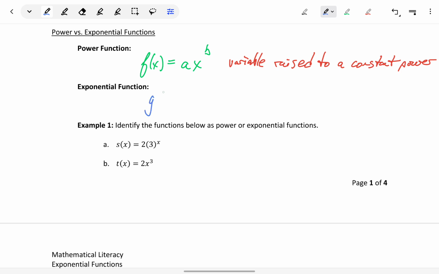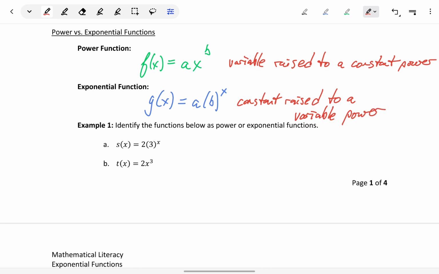An exponential function is something of the form g of x equals a times b to the x power. And the difference here is that now we have a constant raised to a variable power. In our power function, x was the base being raised to some constant power, the b power. Now for an exponential function, that base is a constant. We have b being raised to some variable power.